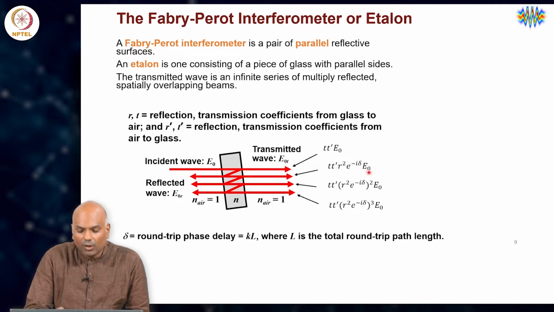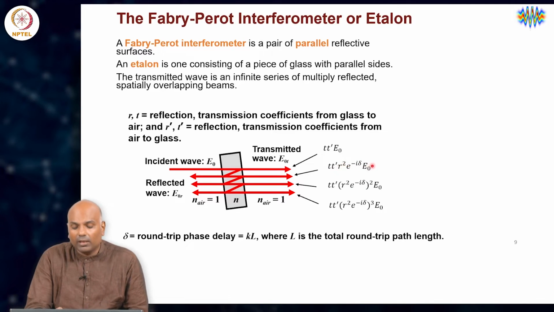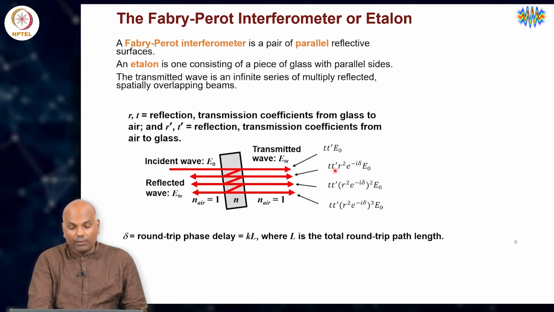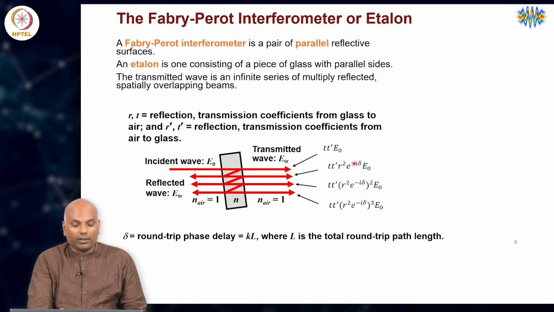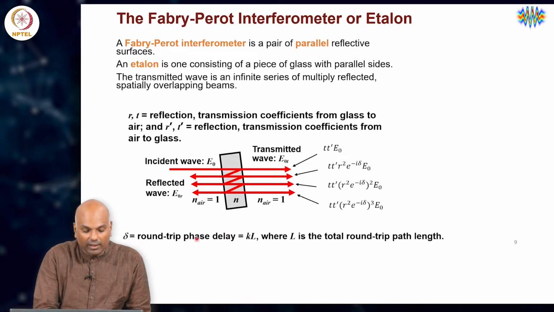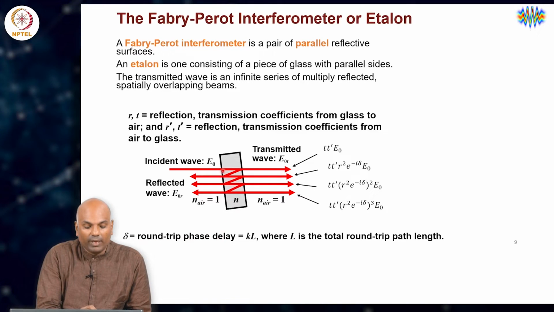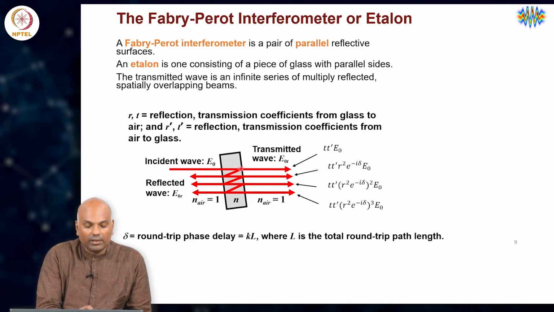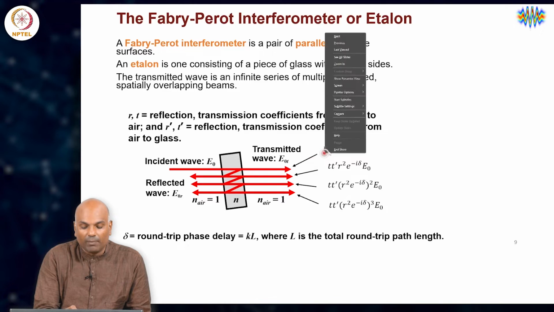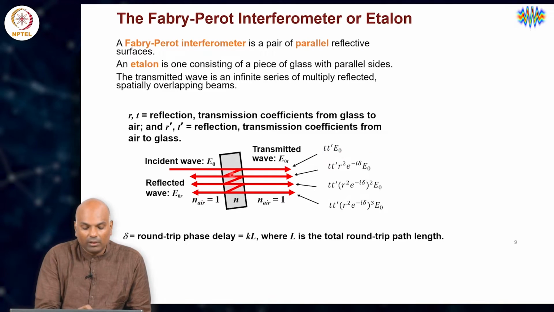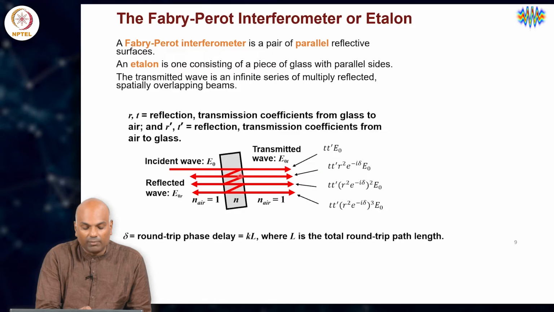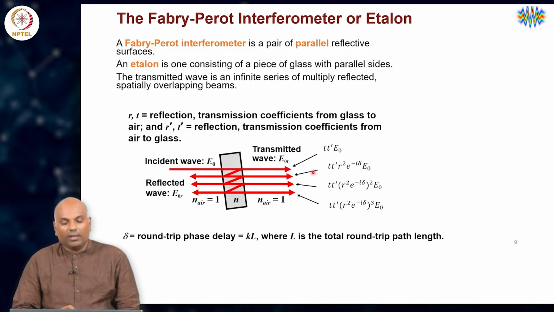whereas after one round trip we have the coefficient multiplying the initial input wave amplitude E naught to be again t t prime, but then r square e to the i delta. So, delta is the round trip phase delay, that is the phase delay that the beam incurs upon making one whole round trip. So, in this case it is the round trip comparing the first beam which came out with amplitude t t prime E naught. The second beam went from right to left, had suffered another reflection and came back from left to right and then exited the etalon, right.